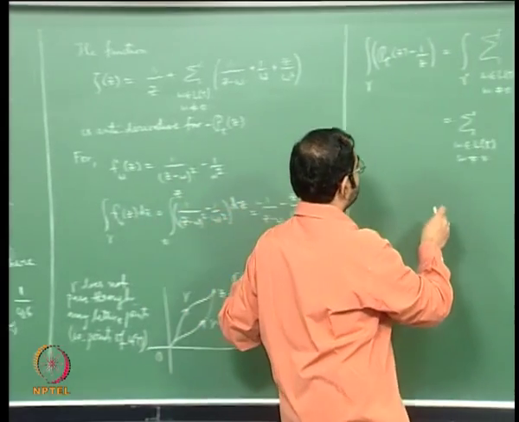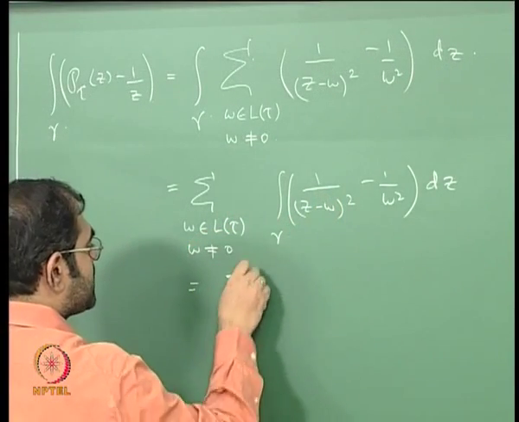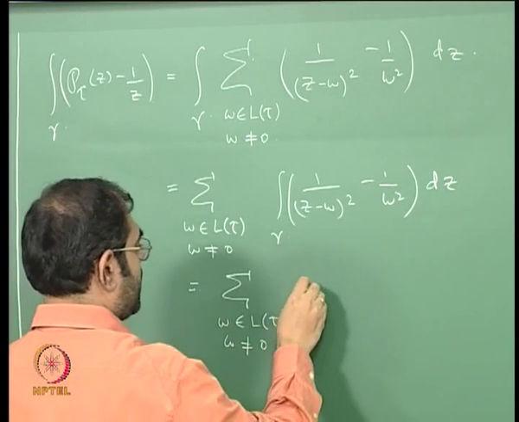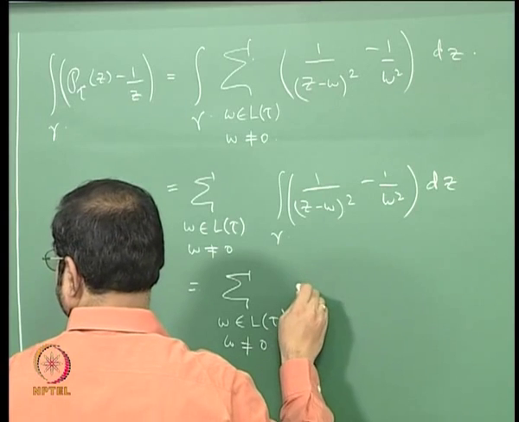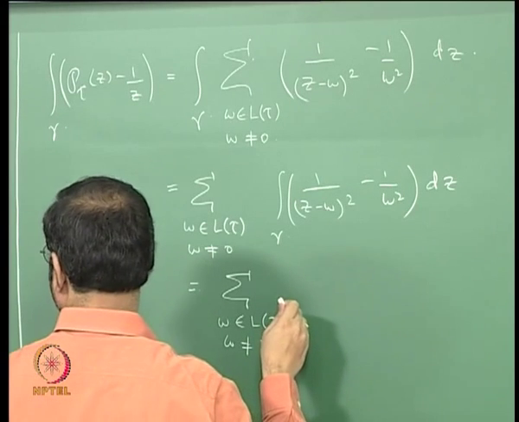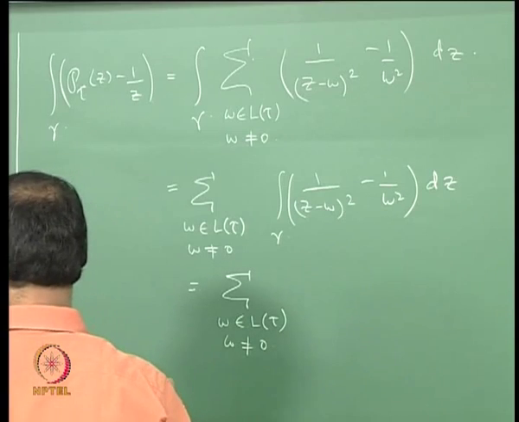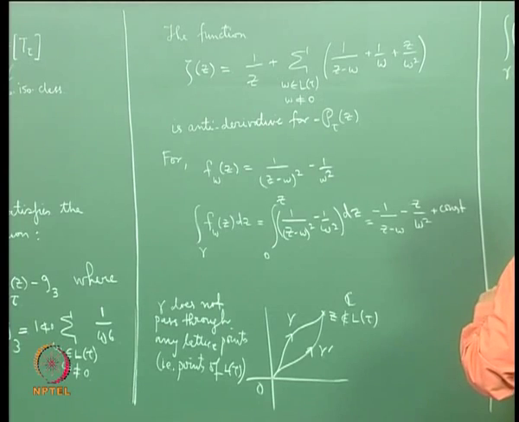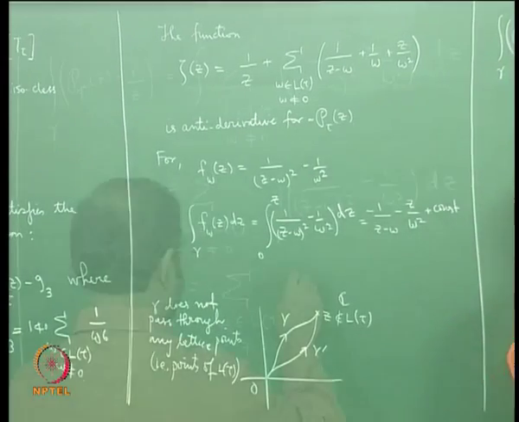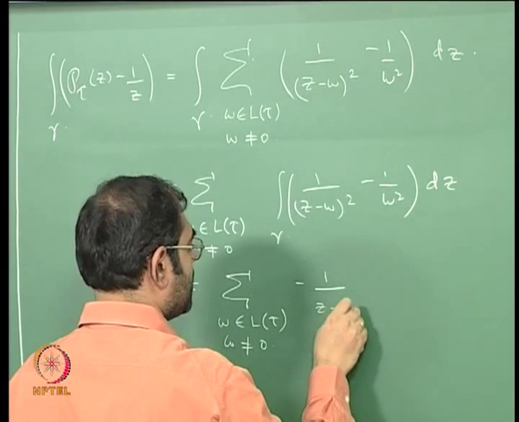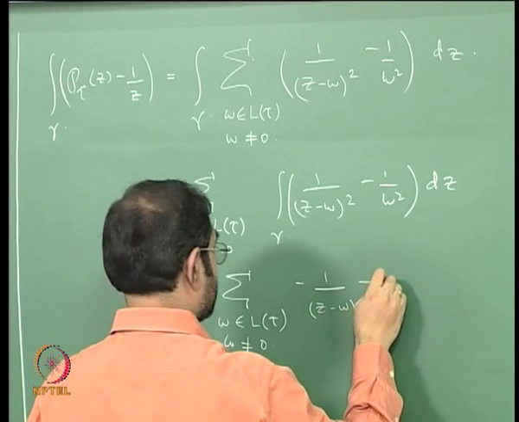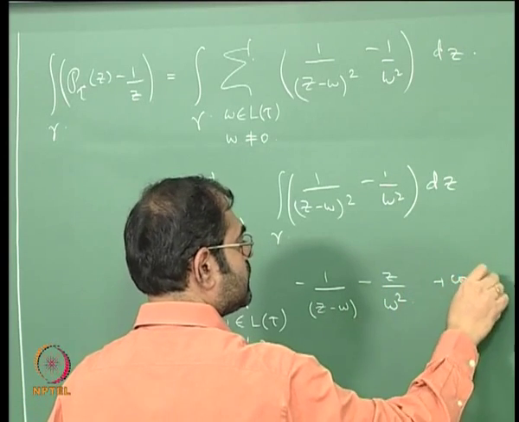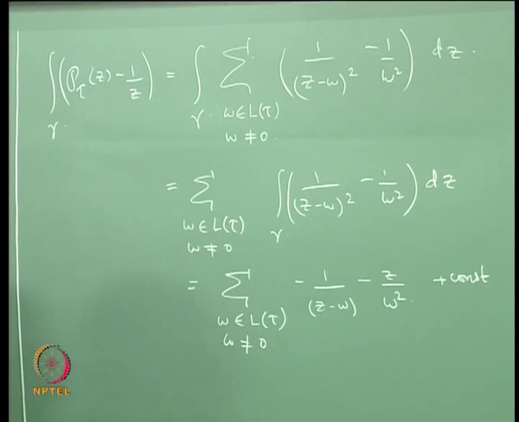So finally what will happen is that this will be a summation over omega in L of tau, omega not equal to 0, of minus 1 by z minus omega minus z by omega squared, plus a constant. This is what I will get.